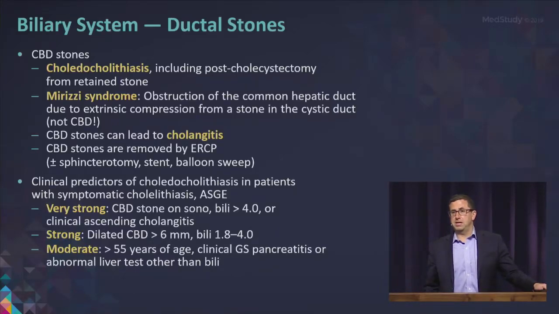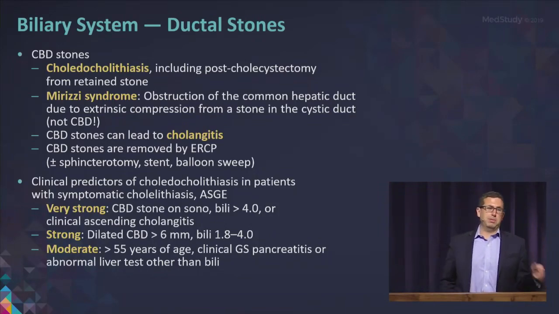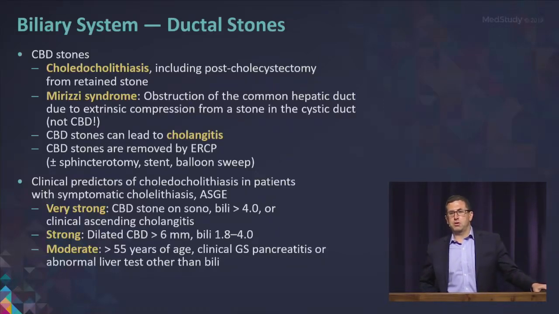It could even be seen after a patient has had a cholecystectomy. People could walk around for years with a stone in their common bile duct after they've had their gallbladder removed. There's something called Mirizzi syndrome where you could get a stone in the cystic duct and it pushes on the biliary tree. So even though there's no stone in the biliary tree, you can actually get kind of a pseudo obstruction because of the stone in the cystic duct pushing externally. The CBD stones are removed by ERCP, so this is a fairly easy and straightforward test to do.